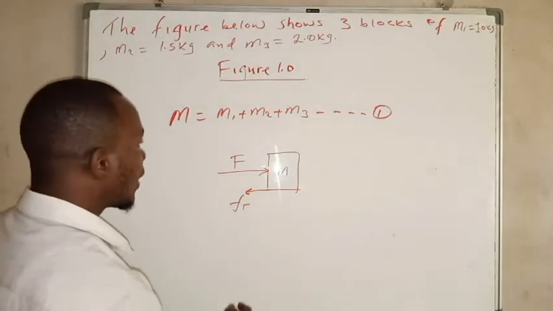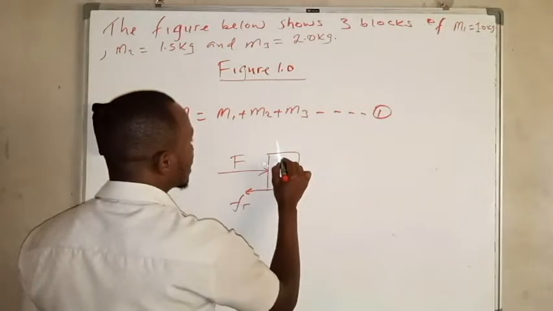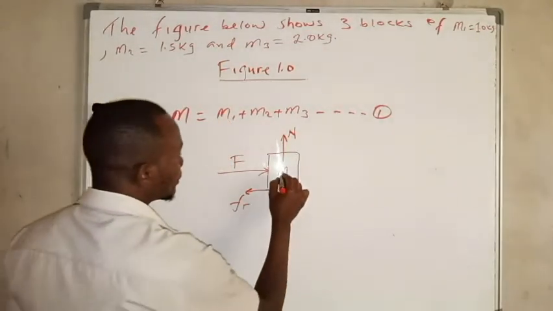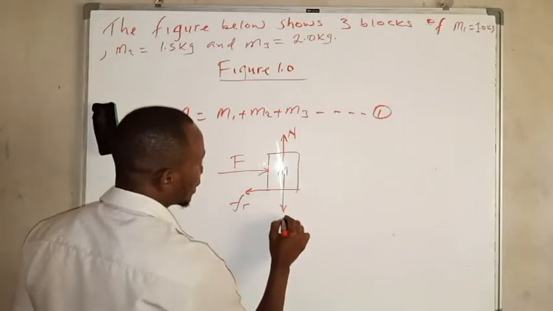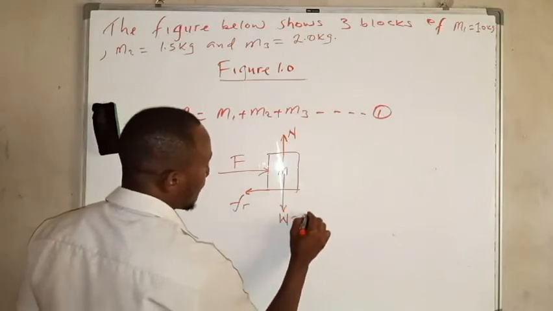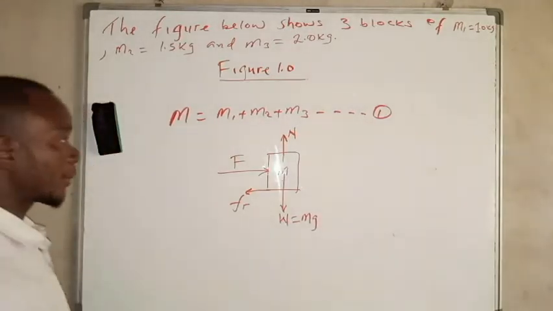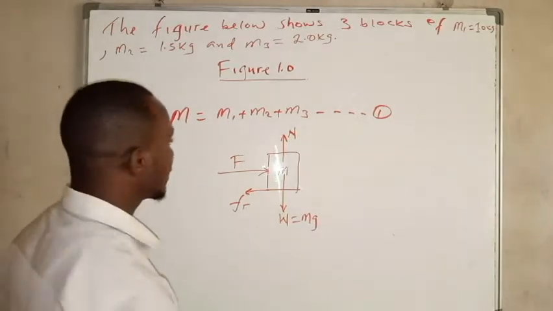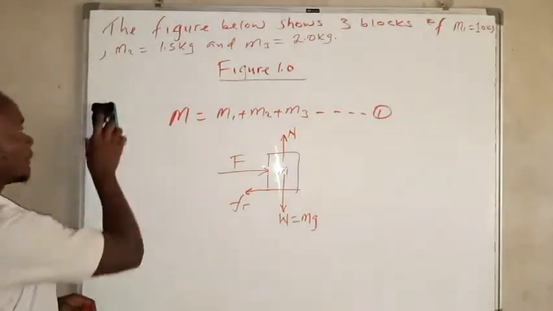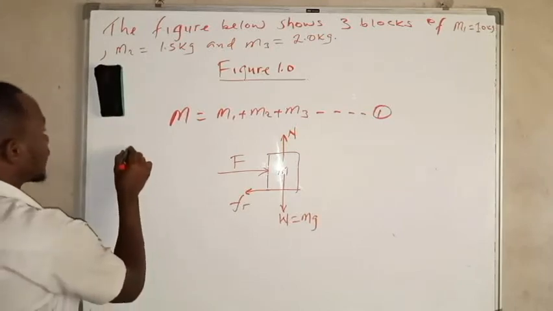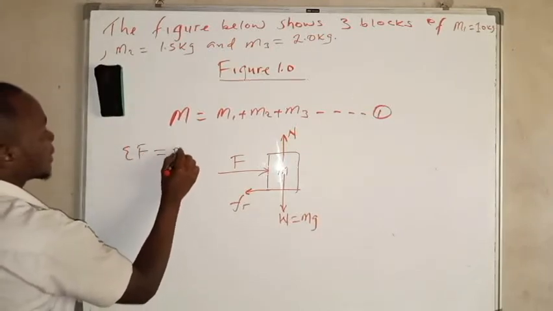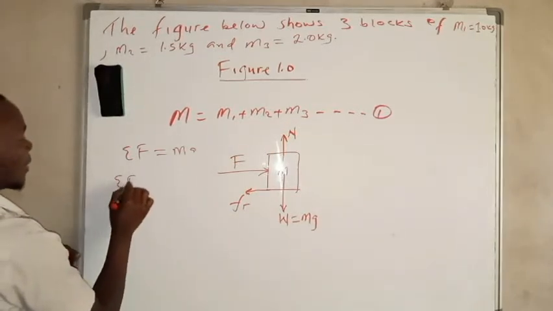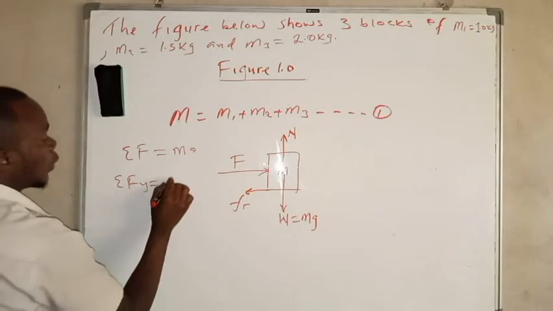There is also a normal force acting on the mass. So we have the normal force here, and at the same time, we have the weight, which is mg. So this is the free body diagram. Now we know that from Newton's second law of motion, the summation of forces must give us ma. So the summation of forces in y is equal to ma.